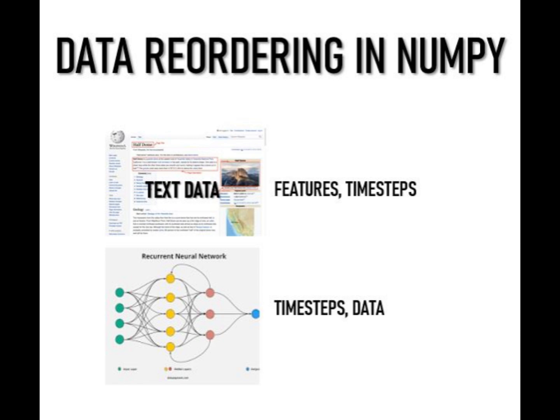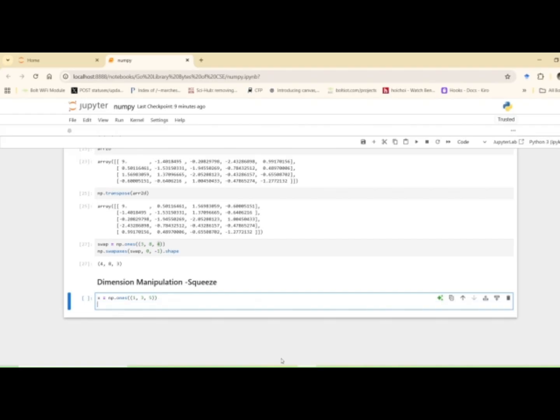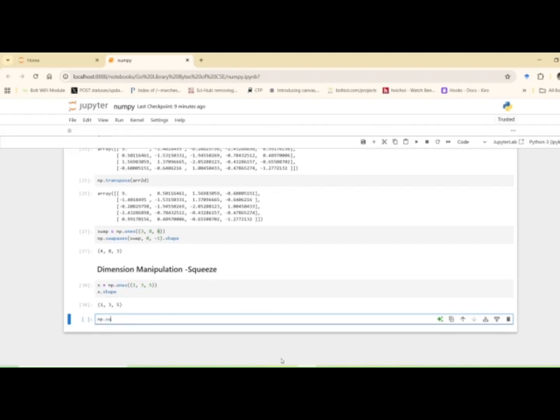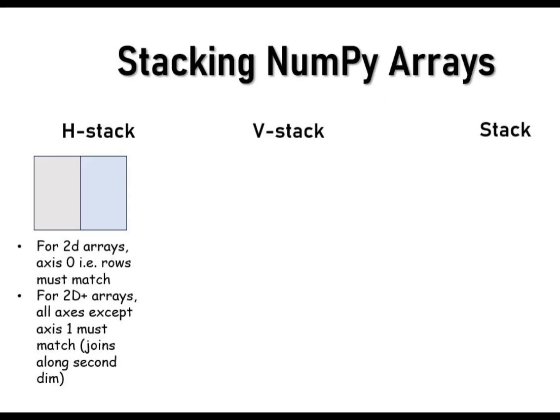Now, often for mathematical compatibility, we need to expand and again reduce the dimension. For that, use squeeze for reducing the dimension. Suppose you would like to glue two NumPy arrays together. There are three ways to do it: hstack, vstack, and stack. And yes, you have guessed it right.